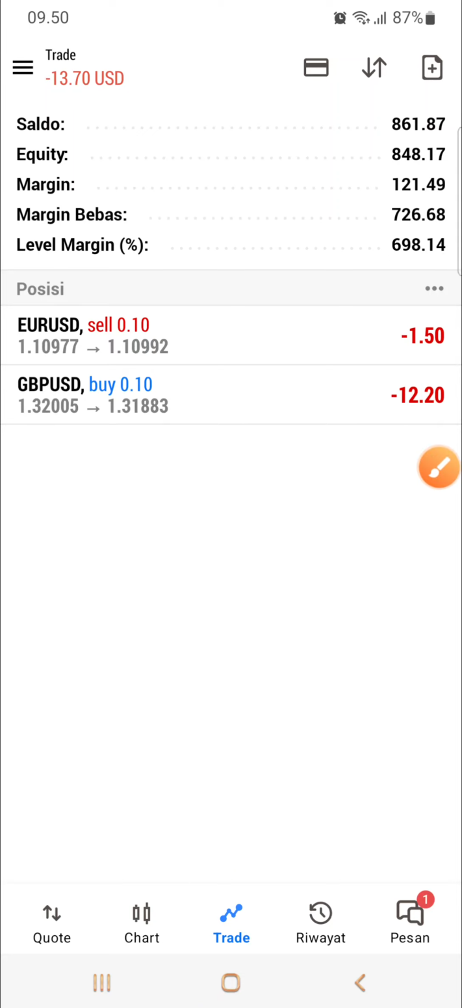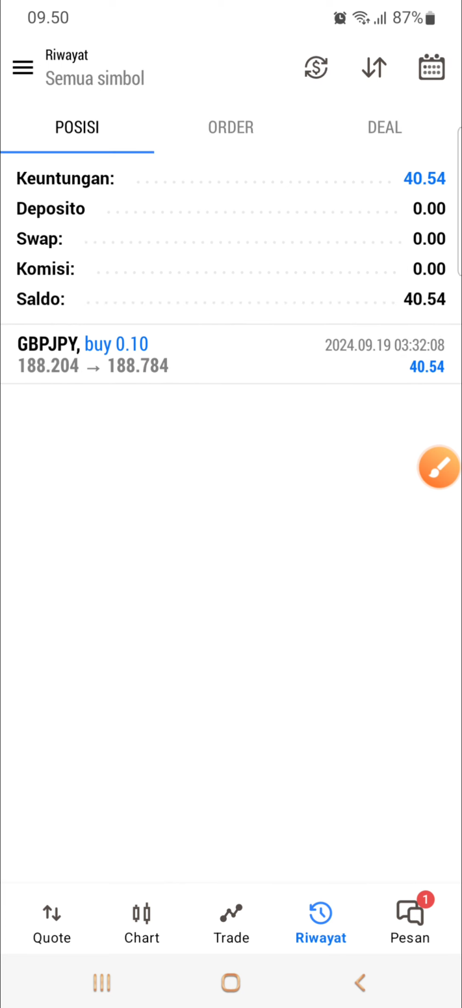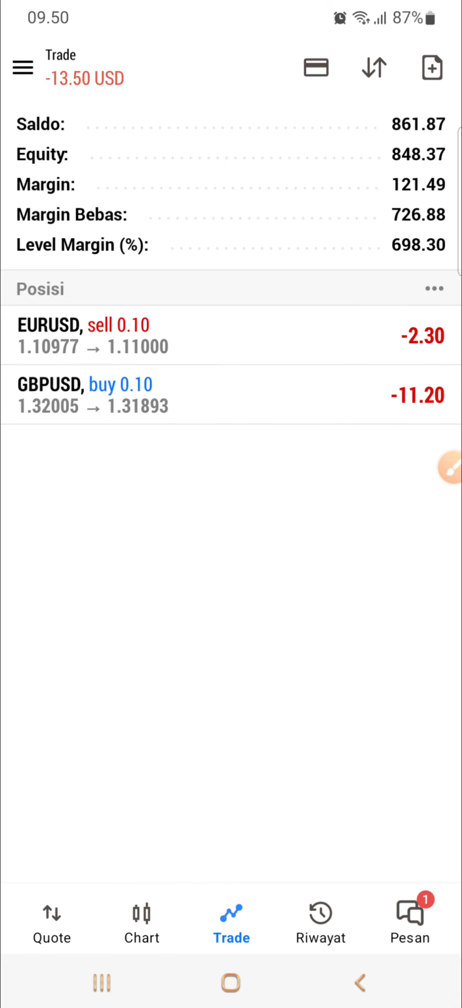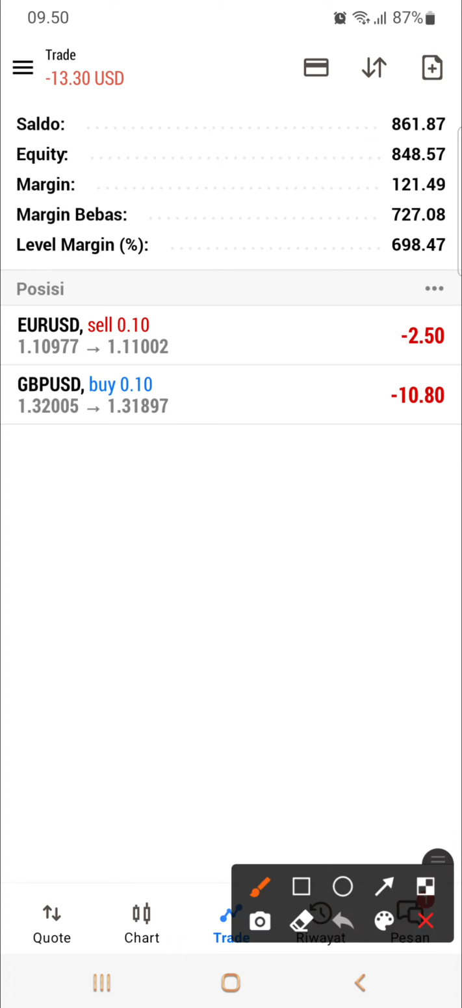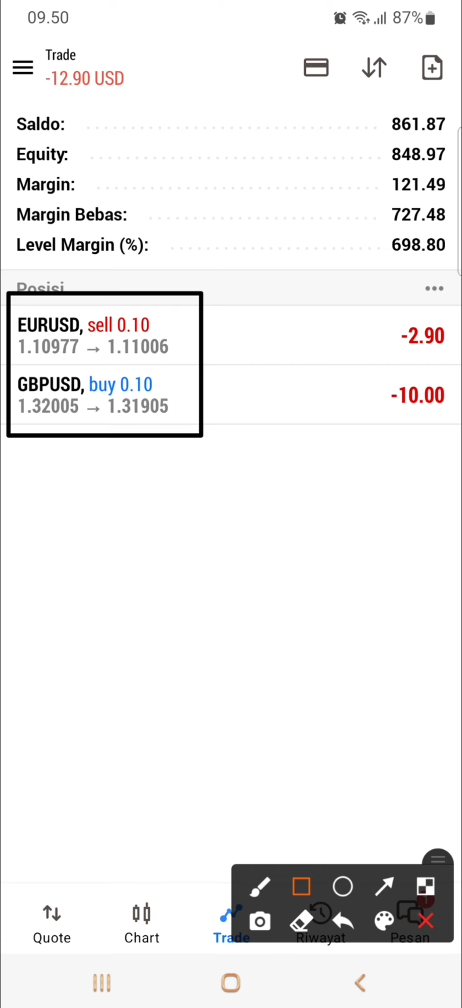After we made some profit with the pound yen on the 5 minute time frame, as we usually use, now we have some minus on GBP pound dollar and euro dollar. This is the hedge position, guys.